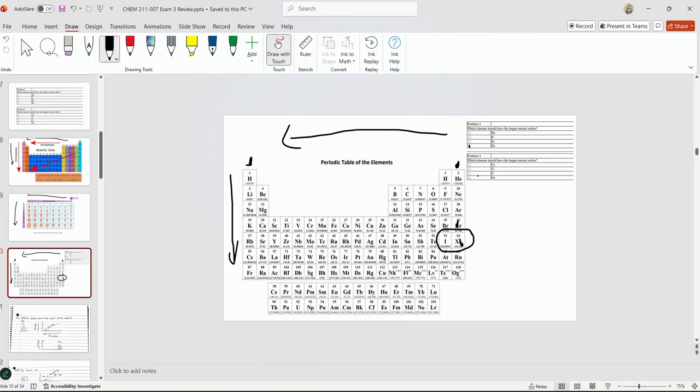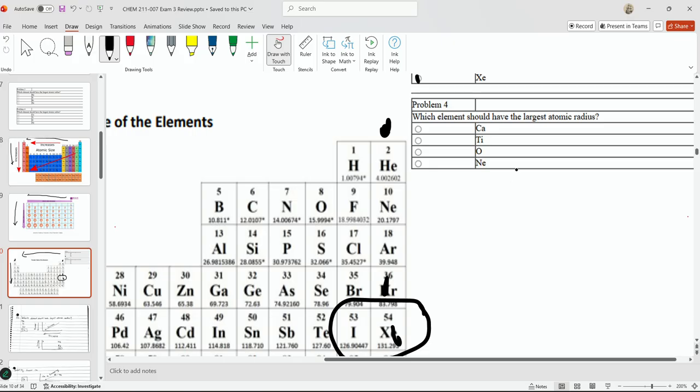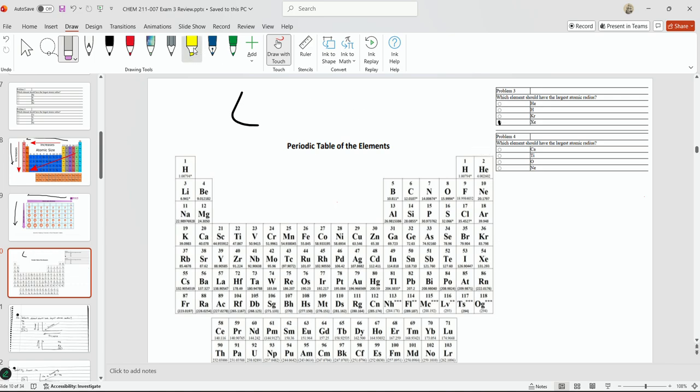So let's do question number 4 together. Which element should have the largest atomic radius? If you were to look at the periodic table again, right? So over here, I'm just going to highlight where each one is. So we have oxygen over here, we have Ne over here, neon. We have Ti.